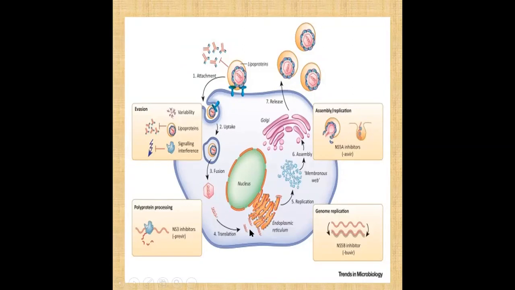Then by the translation mechanism, combined with the endoplasmic reticulum, there is an alteration in protein synthesis, and replication is found. Then it converts into membranous webs, which are assembled to form a Golgi complex, and then the virus is released, and the virus multiplies in this way. Such multiplications are carried out per day. Likewise, millions of viruses are found in our body, and they go on to affect the liver.